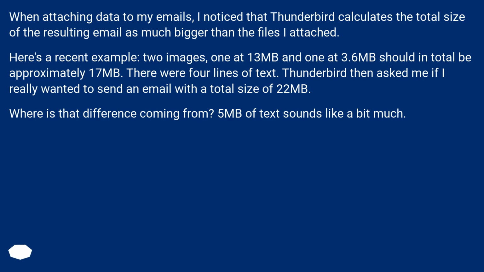Here's a recent example. 2 images, one at 13 MB and one at 3.6 MB should in total be approximately 17 MB. There were 4 lines of text. Thunderbird then asked me if I really wanted to send an email with a total size of 22 MB. Where is that difference coming from? 5 MB of text sounds like a bit much.